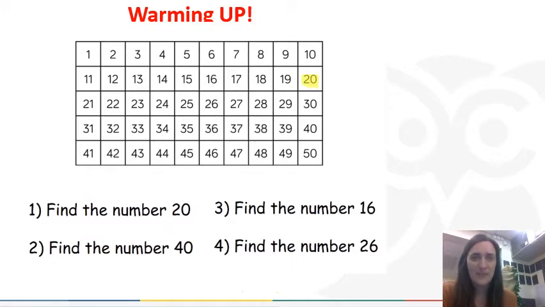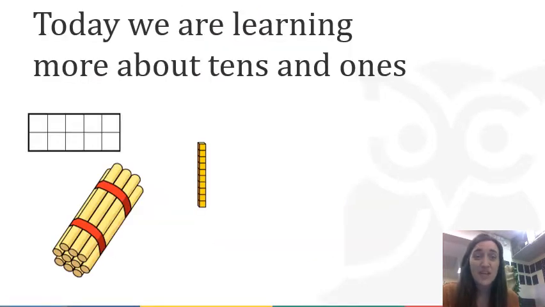Find the number 40. Here it is, 40. Find the number 16. Here it is, and 26. Remember, the numbers that end in the same digit have a place in the same column. So 16, 26 are underneath each other. They both end in 6. Today we're going to be learning a little bit more about tens and ones in numbers up to 50.